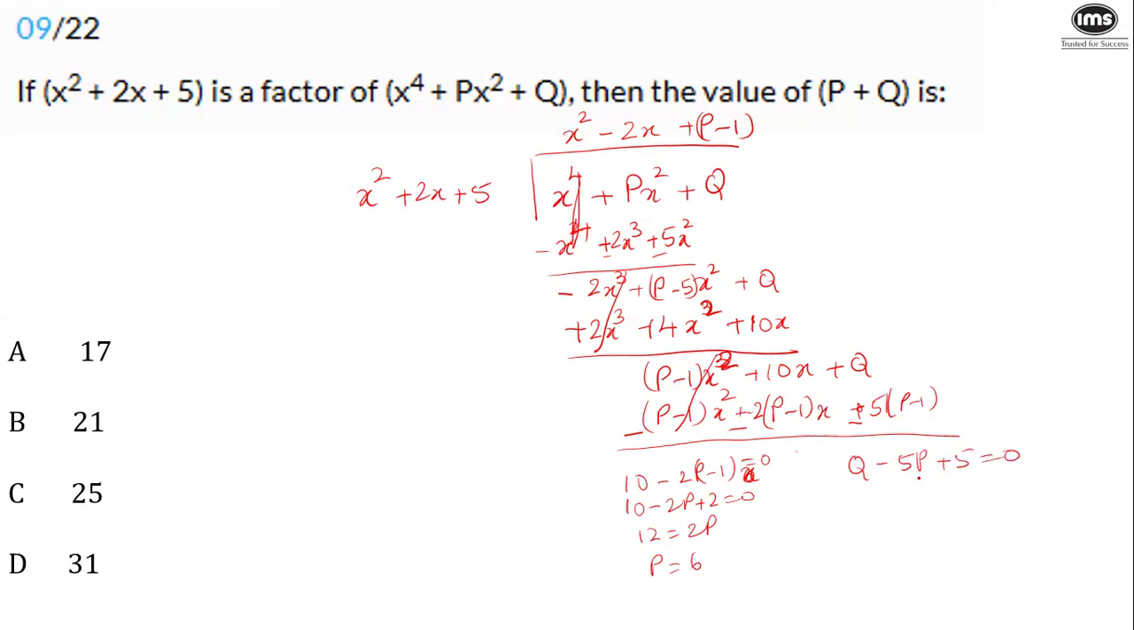Put p is equal to 6, that we have already found. Q minus 5 into 6, 30, plus 5 is equal to 0, which gives us q is equal to 25. P is 6, q is 25, and the required value p plus q will be 6 plus 25, 31. The correct answer is option D.